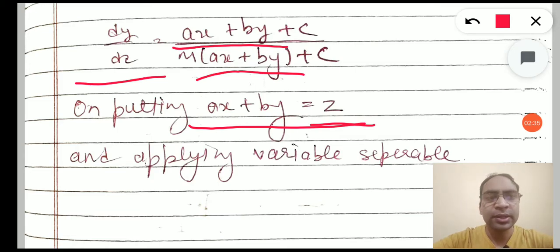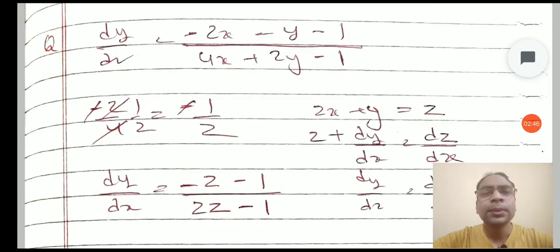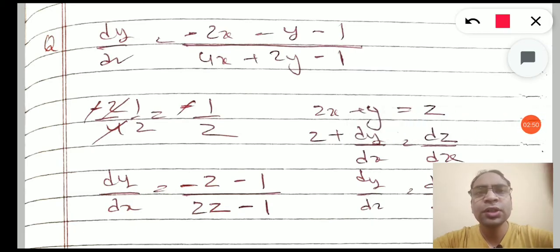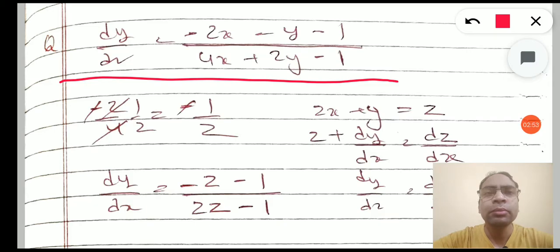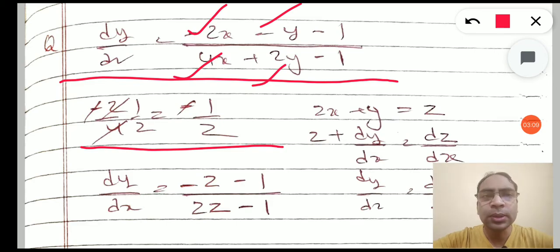So let's see an example on this type 2. So this is the example on the type 2. The equation is given as dy by dx is equal to minus 2x minus y minus 1 divided by 4x plus 2y minus 1. So we can see here small a is minus 2, capital A is 4, small b is minus 1, capital B is plus 2. So we take the ratio and we see that the ratio is equal.